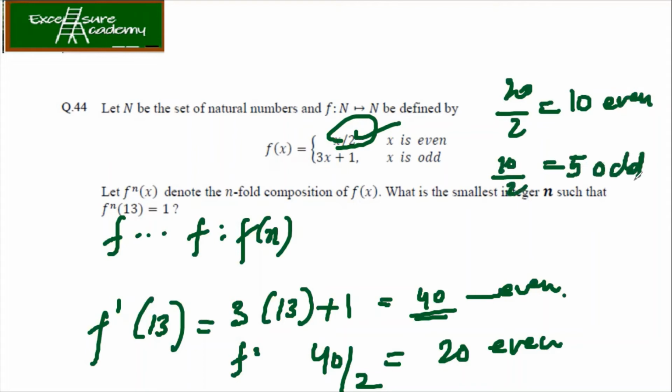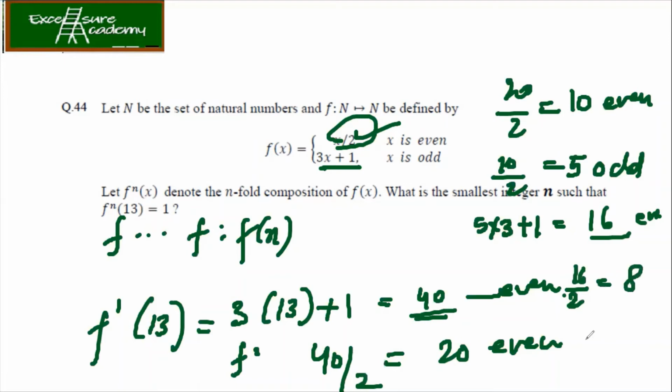Now 5 is your odd number. So I'm going to use this function: 5 into 3 plus 1. What am I getting? 15 plus 1, 16. Now 16 is an even number. So then I'll have 16 by 2, 8. 8 by 2, 4. Correct? Then 4 by 2, 2. Then 2 by 2, I'm going to 1. So 1 is again your odd number. So how many times have we done this?